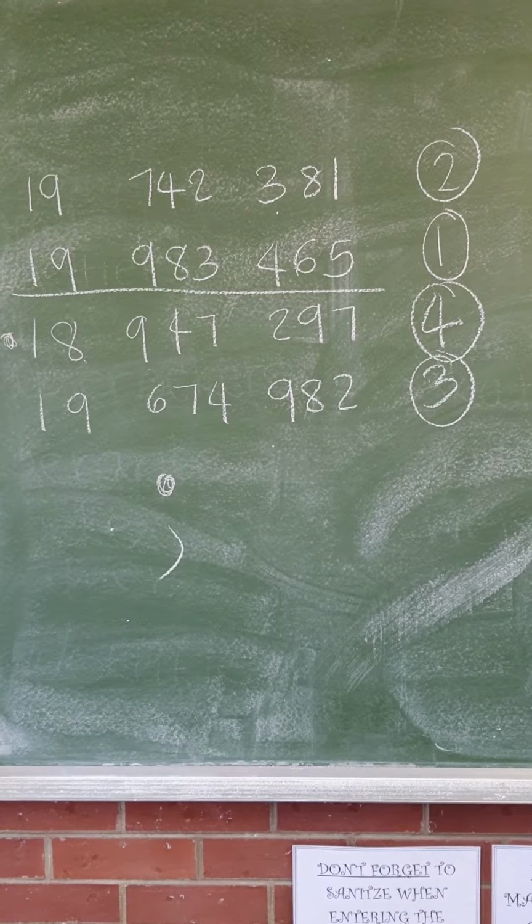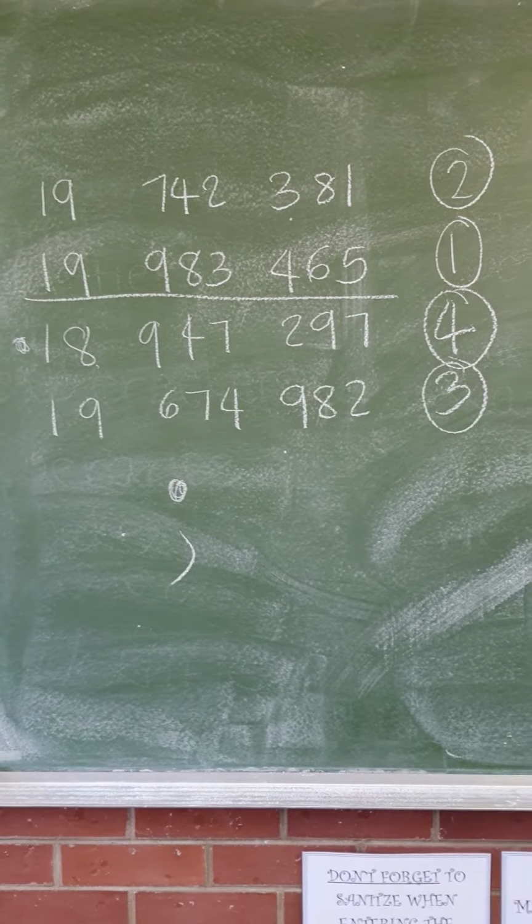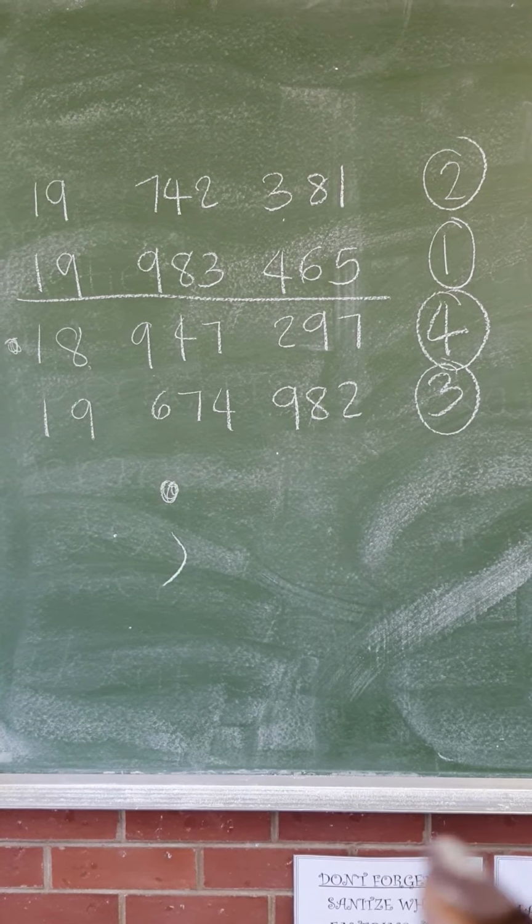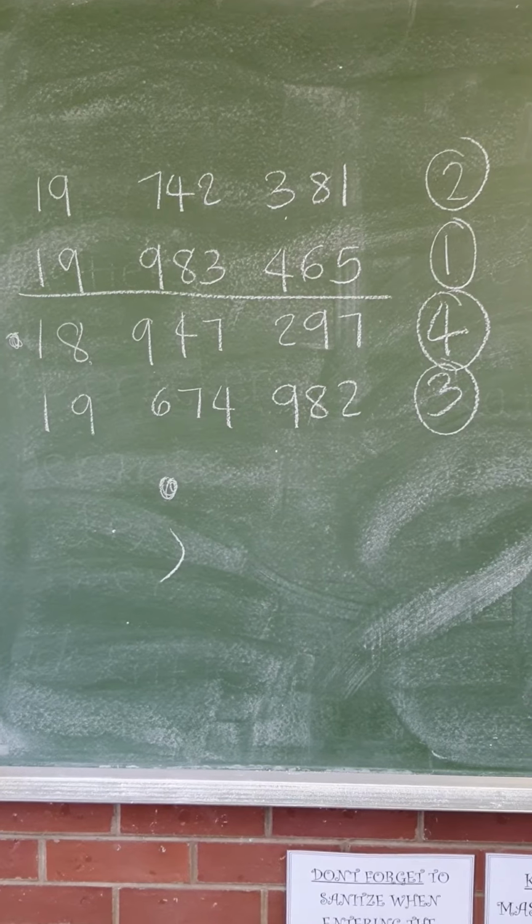For ascending order, you're going to start with the lowest one, the 18,000, and work your way to get bigger each time.